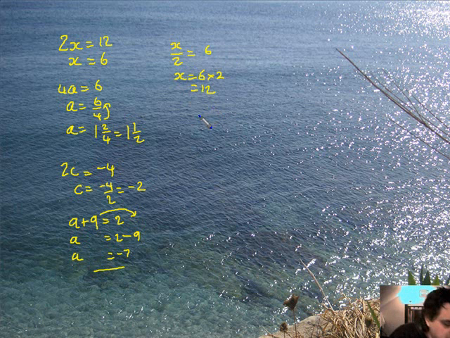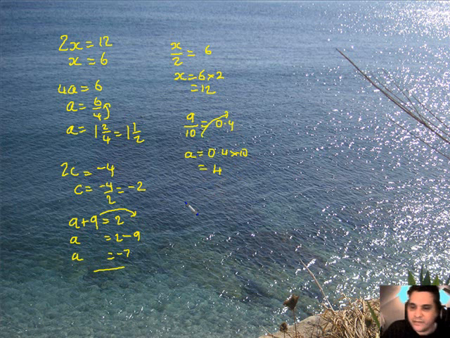I'm keeping it all nice and small, it's all small and boring. I've got here a over 10. In other words, a tenth of an a is 0.4. Just take the 10 over and multiply. a is going to be 0.4 times 10. In other words, 4. a is worth 4.